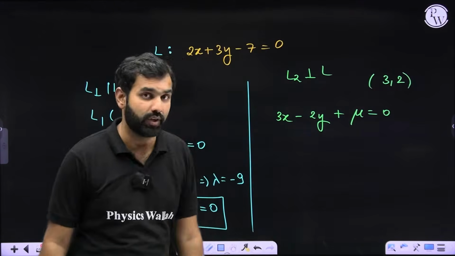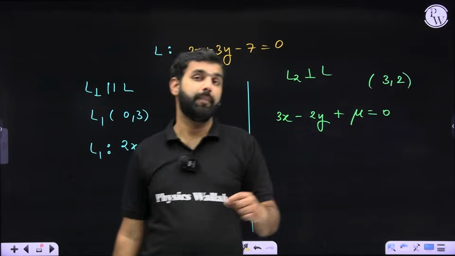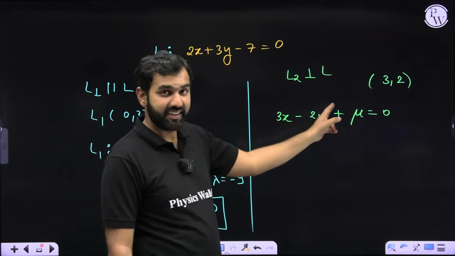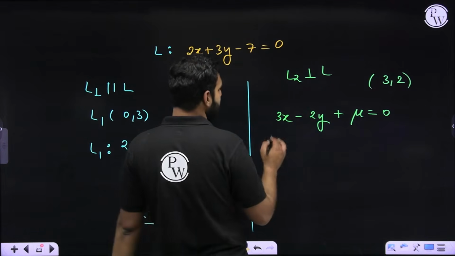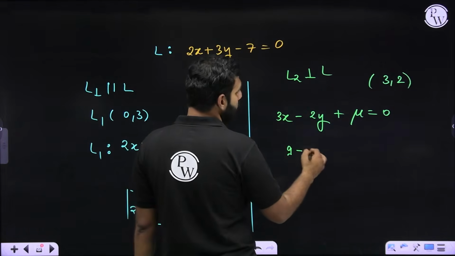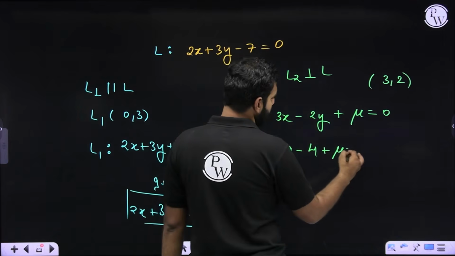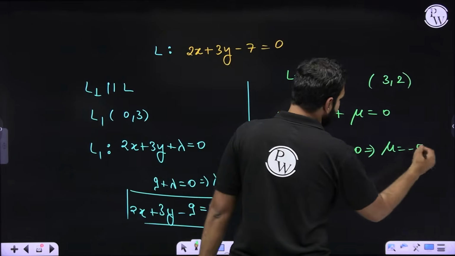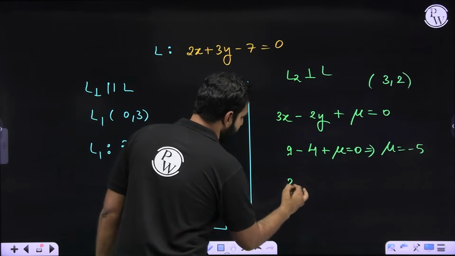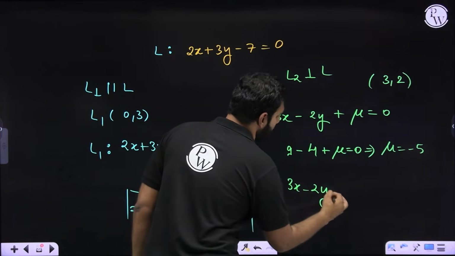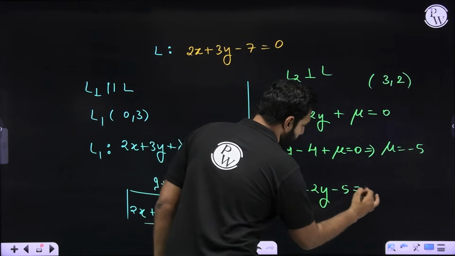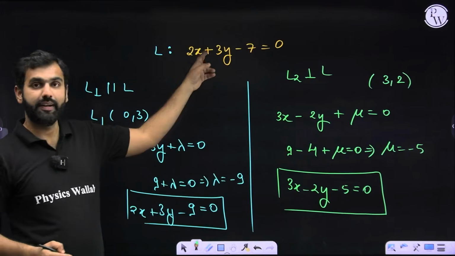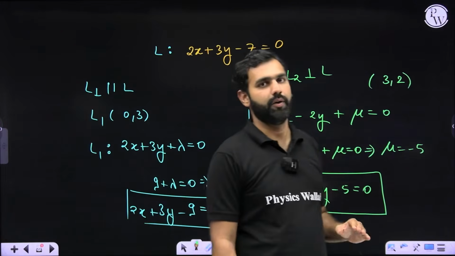How do I find this constant? The line which is perpendicular to the given line is passing through 3, 2, so 3, 2 must satisfy this equation. What does it say? 3 into 3 is 9, 2 into 2 is 4, plus mu is equal to 0. So this is 5 plus mu, which means mu should be minus 5. On the basis of this, the equation of the line will be 3x minus 2y minus 5 is equal to 0. This is the line which is perpendicular to the given line and it passes through 3, 2.